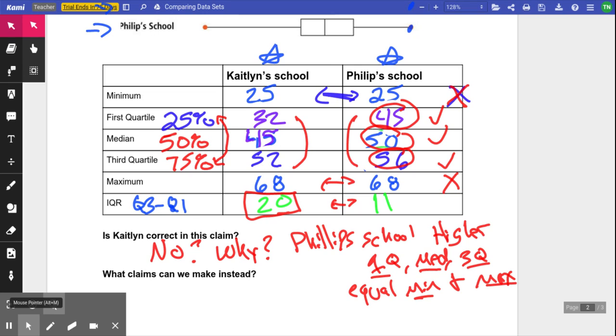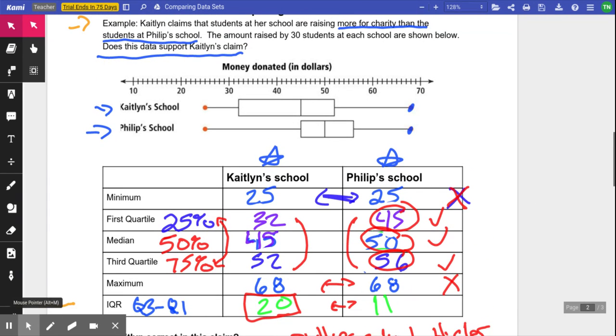What claims can we make instead? Well, we can almost just go ahead and say all of these things, right? Philip's school had a higher first quartile, had a higher median, had a higher third quartile. Those are absolute claims that we can make. What else can we say? Well, let's look up above. We talked about a huge advantage of these things: these are percentages, right? I already wrote some over here. Okay, percentages is this, right?